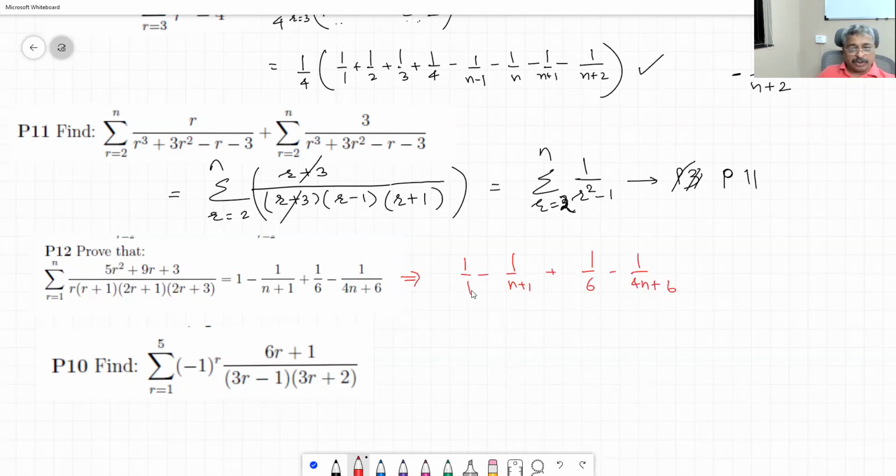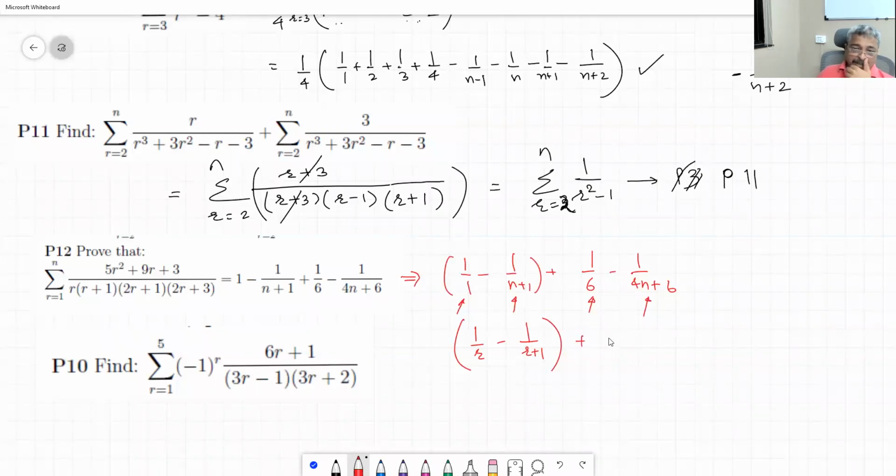So when you put r is equal to 1, you get this term. When you put r is equal to n, you get this term. When you put r is equal to 1, you get this term. And when you put r is equal to n, you get this term. So for these two, it should have been 1 upon r. When I put r is equal to 1, I get this term, and 1 upon r plus 1. This is the guess for this answer.